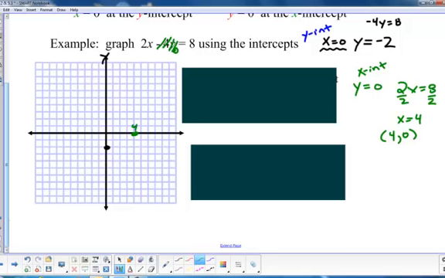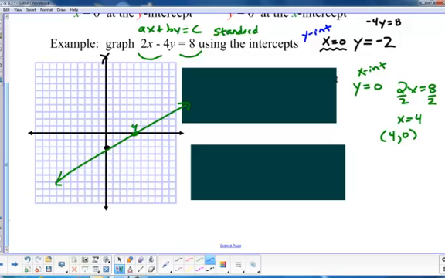Now, we know this is linear because it's written in this form. This form is called ax plus by equals c, and that's called standard form. So if something's written in standard form, and we know it's linear, we only need 2 points to graph it, because linear lines, you only need 2 points. So we can actually draw our line right here.